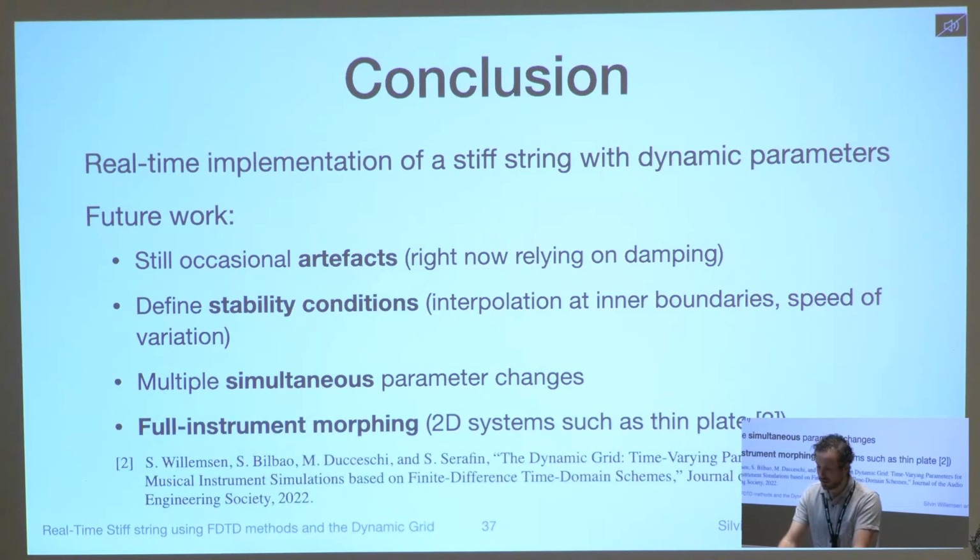And finally, full instrument morphing. Right now we have just a changing string in real time, but what if you could morph an entire cello to a violin in real time? And we actually already applied this method to 2D systems, so you can do the same matrix tricks for 2D systems, such as the thin plate. Might be able to extend it to 3D systems. We haven't tried that yet, but I don't see why not.